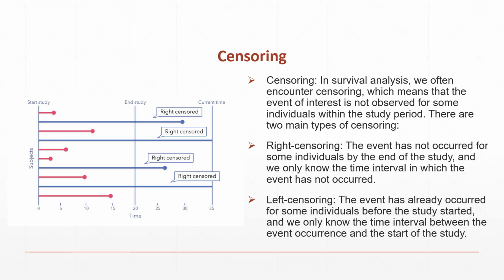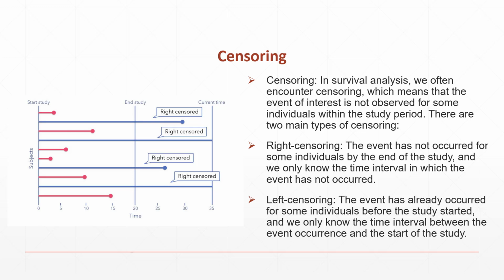It occurs when the event hasn't occurred for some participants during the study period. We only know that it hasn't happened yet. The second type is called left censoring. Here, some individuals already experienced the event before the study began. We only know the time interval between the event and the study start.